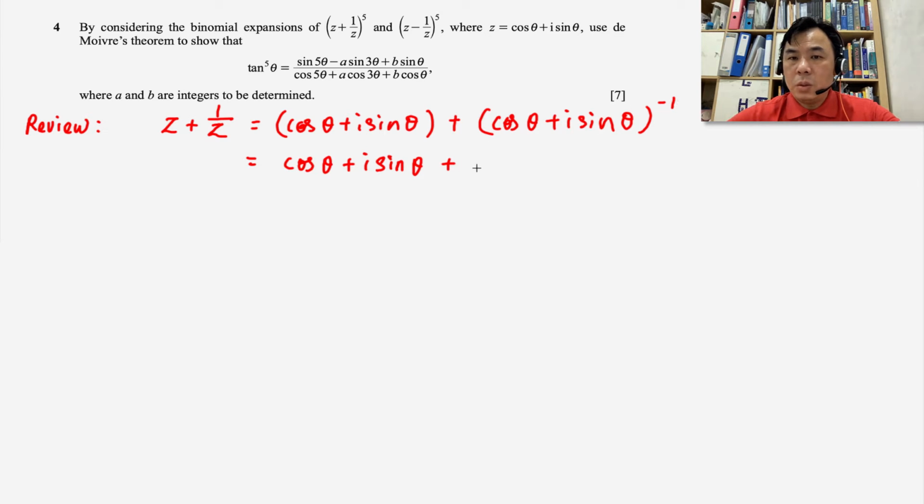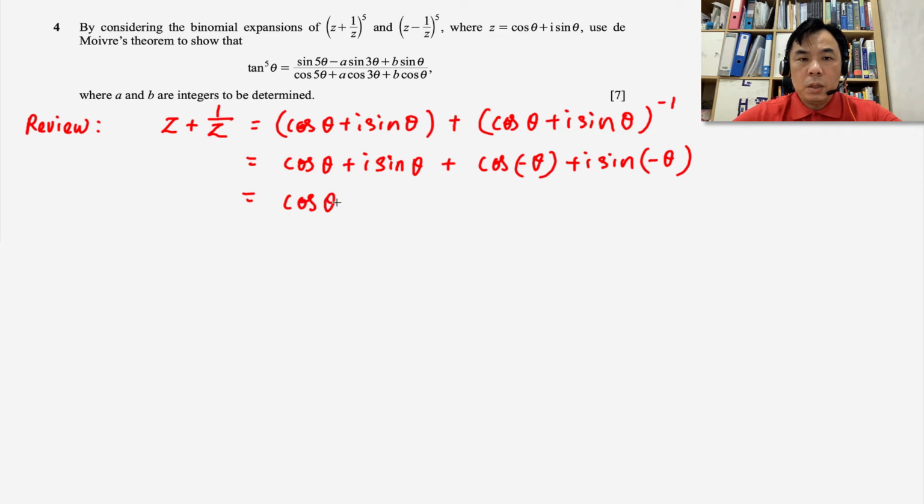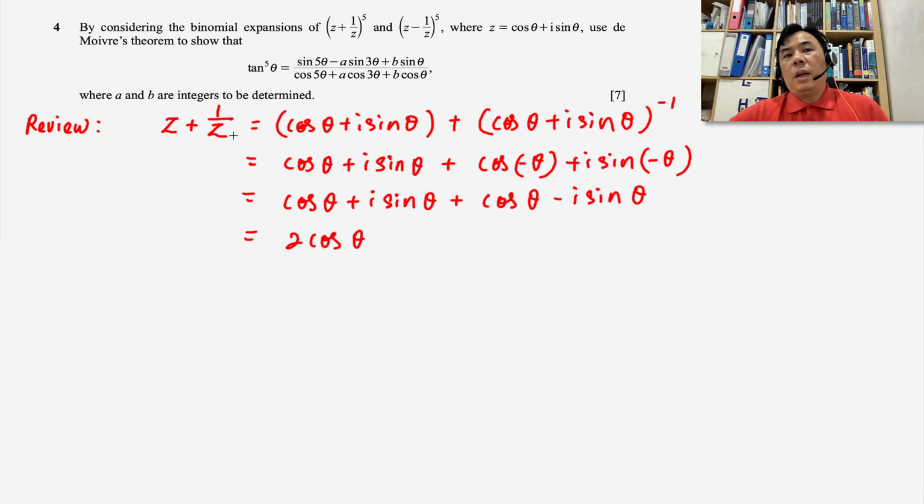So we're going to apply this one here. Basically, that is cosine negative theta plus i sine negative theta here. And then from here we have cos theta plus i sine theta. The cosine of negative theta is always positive, based on the identity, and then the sine will give you a negative. You will notice that the imaginary terms will cancel. We end up with 2 cos theta. Now that is what we have for z plus 1 over z.